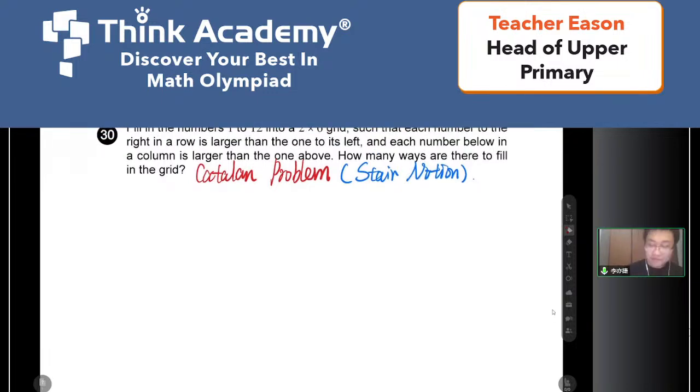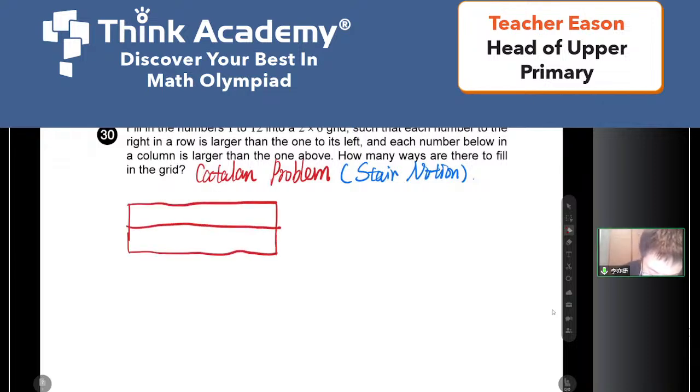Okay. So now the Catalan problem is just to transform a certain type of problem into the number notion problem. So there are several typical questions, but the time is limited, so I don't extend it here. So maybe I just focus on this question. We want to make 1 to 12 into a 2 times 6 rectangle. And we want to make sure that each number below is larger than above, and the right is larger than left. So here, it's easy for us to list some of the possible ways.